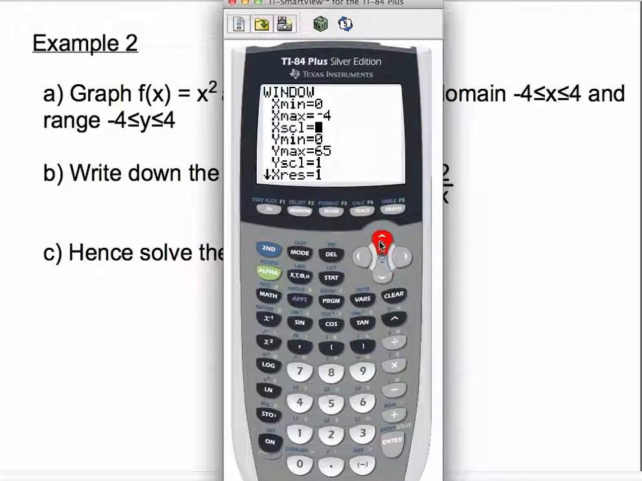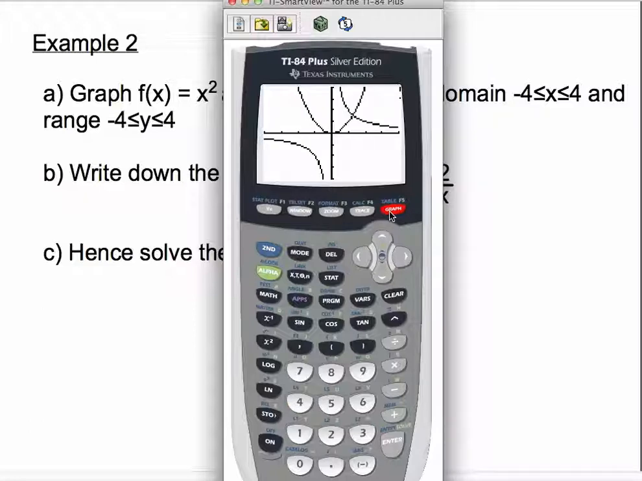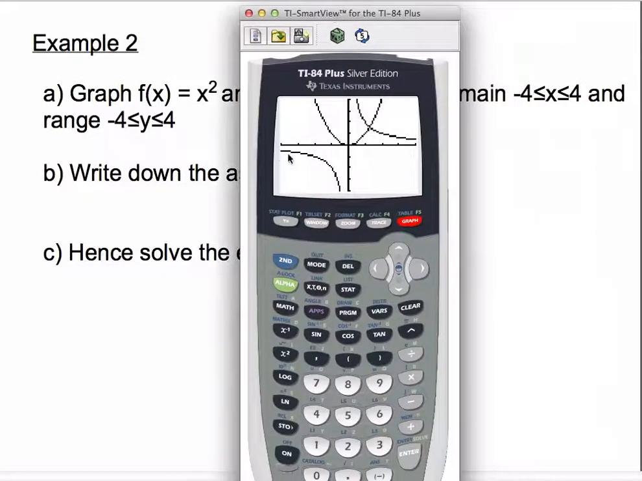Oops, I made a big mistake there. X min is -4, X max is +4. Leave these at 1. Y min is -4, Y max is +4. There we go. Okay, graph that, and we should see a point of intersection, and there's the point of intersection right there. Alright, y equals 2 over x is this hyperbola there, and this is the parabola y equals x squared.